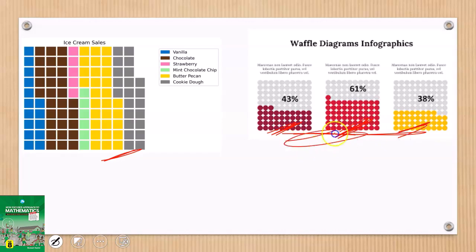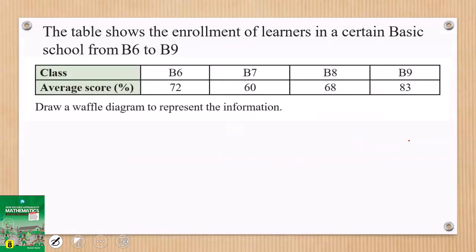If I'm going to use this particular approach at our level, let's take an example and see. A table shows the enrollment of learners in a certain basic school from basic 6 to basic 9. So basic 6, the enrollment is 72%, and basic 7 is 60%, 68%, and then 83%. Now in this question, they've given us the classes and the percentage enrollment, so there's no need doing any calculation again. We just represent the information using the waffle diagram.